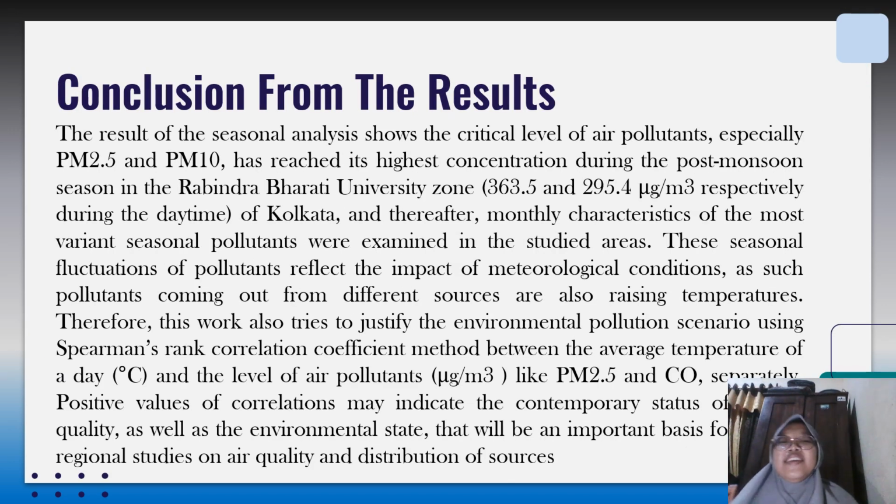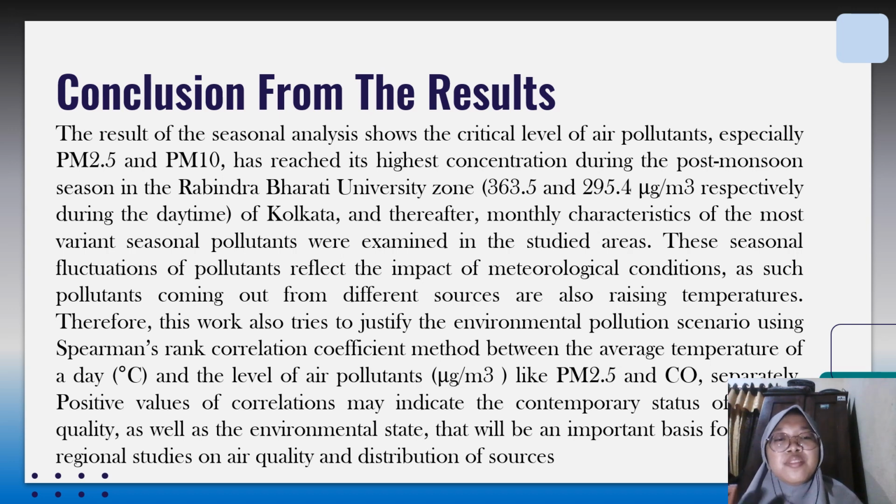Okay, the last is the conclusion from the result of this journal. The result of the seasonal analysis shows the critical level of air pollutants, especially PM2.5 and PM10, has reached its highest concentration during the post-monsoon season in the Rabindra Bharati University zone at 363.5 and 295.4 micrograms per meter cubed respectively during the daytime of Kolkata, and thereafter monthly characteristics of the most variant seasonal pollutants were examined in the studied areas.